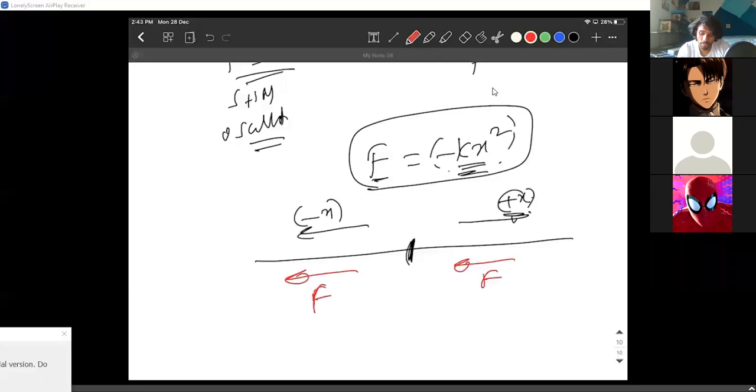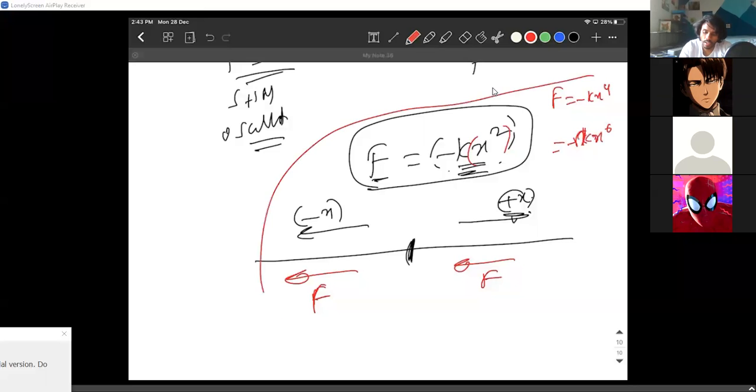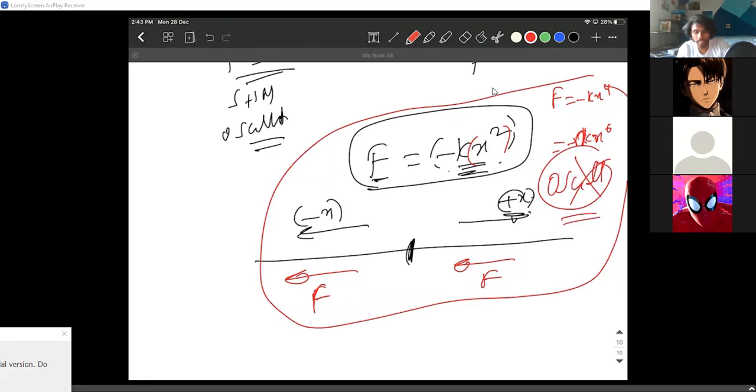So we can put it like a rule that the power should be odd. Exactly. As long as you have an even power, like f equals minus kx power 4 or minus kx power 6, they are not oscillatory motions at all, because the force direction is always negative there. X square can never be negative. X square is always positive, so force is always negative. Force cannot be always negative. Force has to be negative sometimes and then positive, and then negative and then positive. That is how it's supposed to work.